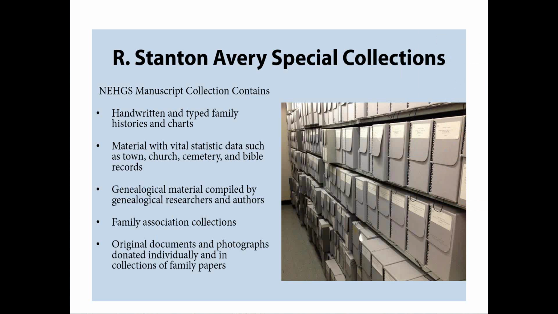NEHGS has been collecting, preserving, and providing access to manuscripts since 1845. The Society's manuscript holdings now include handwritten and typed family histories and genealogies, and charts, material with vital statistic data such as town, church, cemetery, and Bible records, genealogical papers compiled by genealogical researchers and authors, family association collections, and original documents and photographs donated individually and in collections of family papers. Original documents include account books, autograph albums, Bible records, commissions, diaries, deeds, family registers, letters, muster rolls, scrapbooks, sermons, receipts, wills, and more.